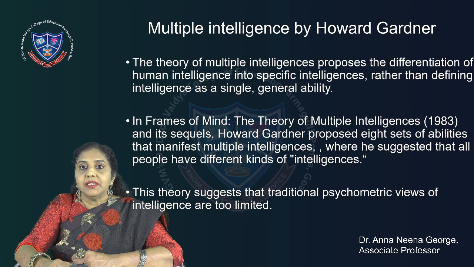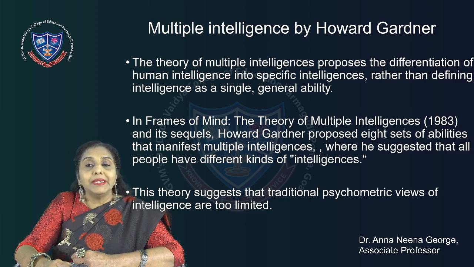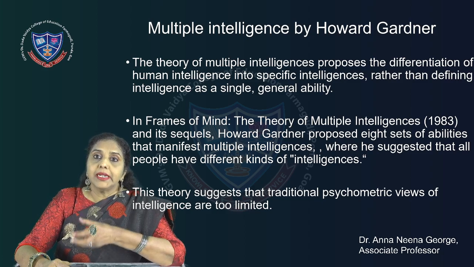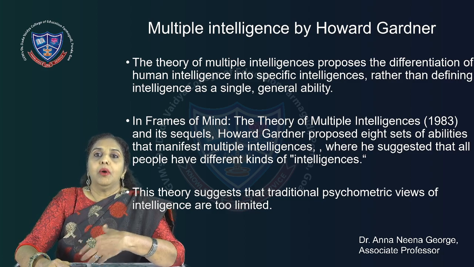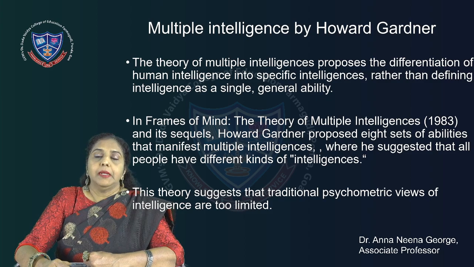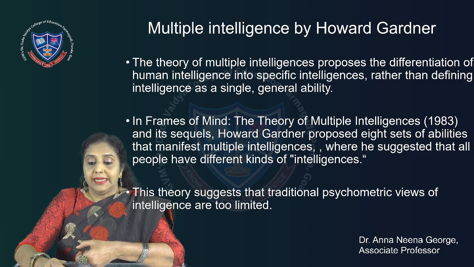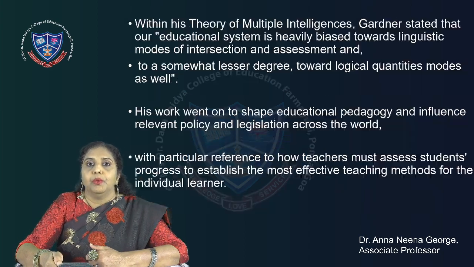This theory suggests that traditional psychometric views of intelligence are too limited. Psychometric means where we measure human intelligence, or where we measure anything of what we think or feel. Metric means measure. So we try to measure intelligence with many intelligence tests. So he was against that view.